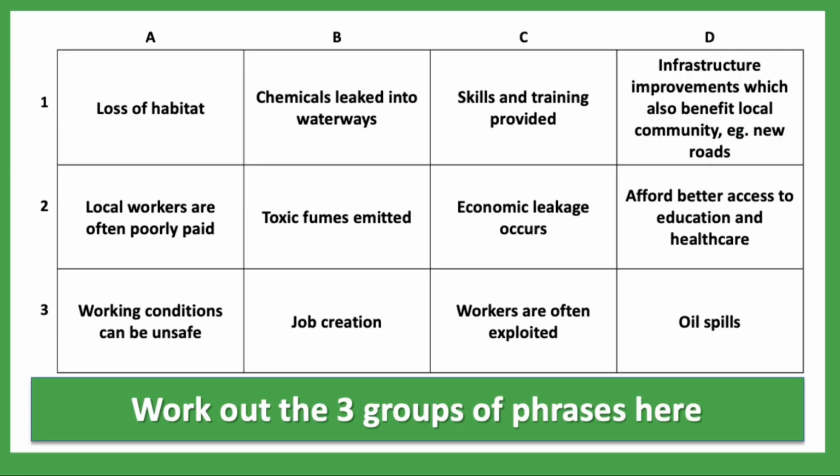Right, our last activity is another connection wall. So this time we're working out the 3 groups of phrases here. Now this time we are going to get you to pause the video and do them all at once. So we're looking for economic impacts, social impacts and environmental impacts of transnational corporations locating in newly emerging economies or low income countries. So just to repeat that, we are looking for 4 social impacts, 4 environmental impacts, and 4 economic impacts of these corporations locating in newly emerging economies or low income countries. Social, economic, and environmental, and there are 4 for each.